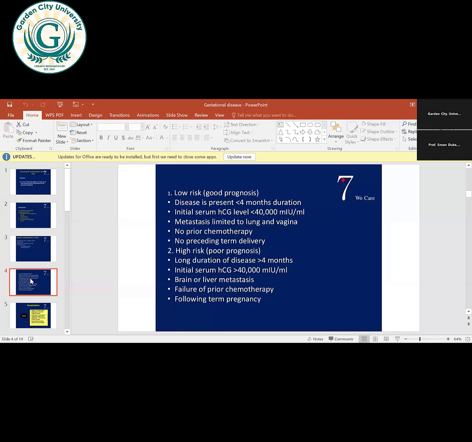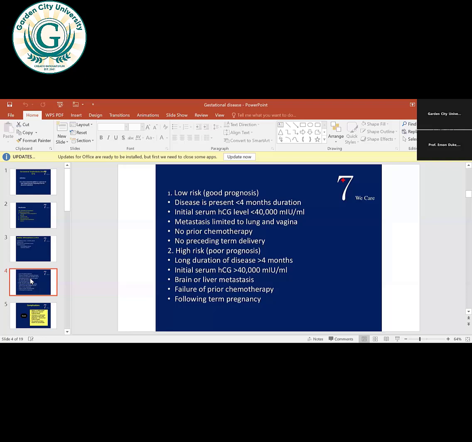And then you have the high risk, which is number 2. Again, I will have a challenge there. Let me help you. Somebody read the high risk for me? Long duration of disease greater than 4 months. Then we have initial serum HCG greater than 40,000. Brain or liver metastasis. Failure of prior chemotherapy. Following term pregnancy.